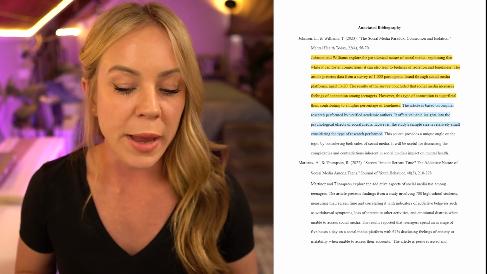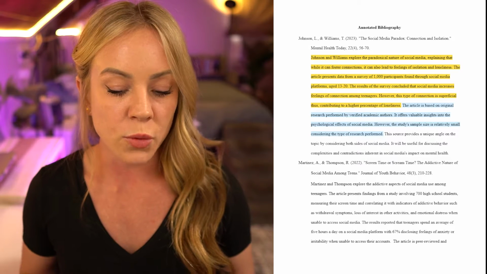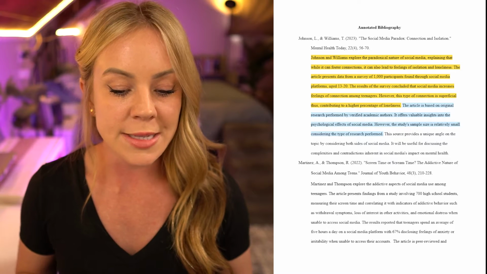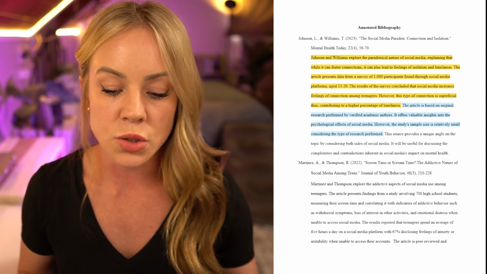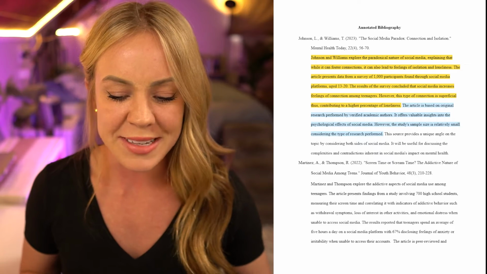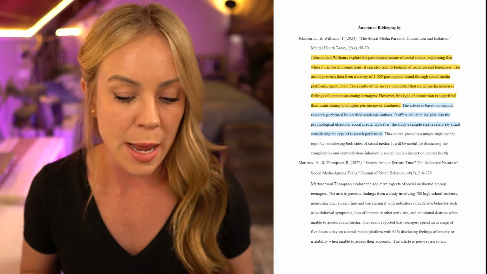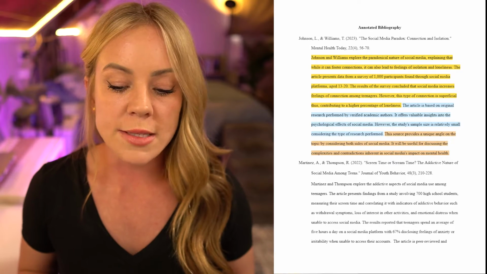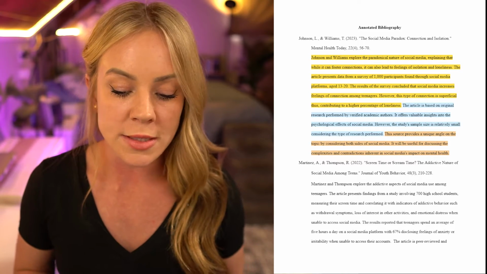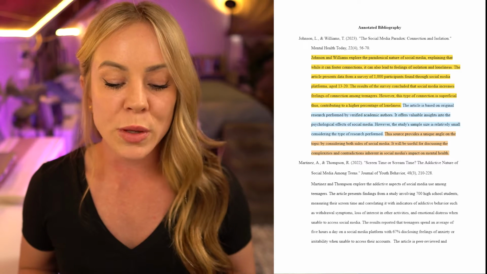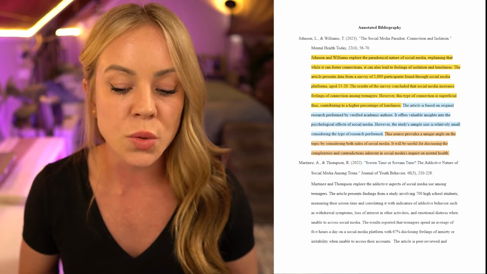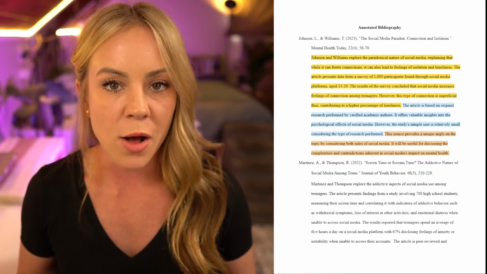The article is based on original research performed by verified academic authors. It offers valuable insights into the psychological effects of social media. However, the study sample size is relatively small considering the type of research performed. This source provides a unique angle on the topic by considering both sides of social media. It will be useful for discussing the complexities and contradictions inherent in social media's impact on mental health.